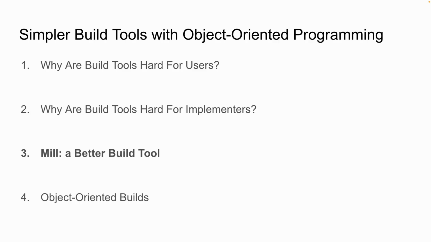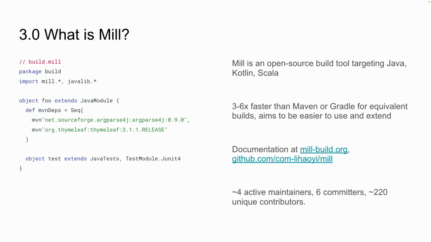So next, let's talk about one open source project called Mill, which tries to make progress in this area. Mill is an open source build tool targeting Java, Kotlin, and Scala. It's a smaller project. It's not the industry standard like Maven or Gradle. It's a small number of maintainers, committers, contributors. I do know people using it at Disney or at Netflix, but it's like teams within the company, not the whole company.